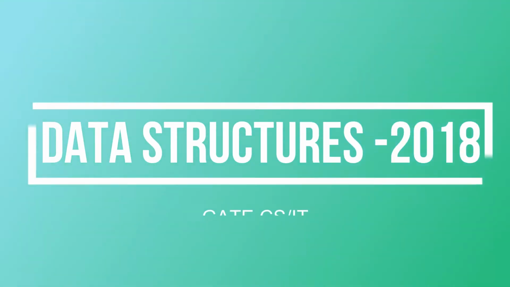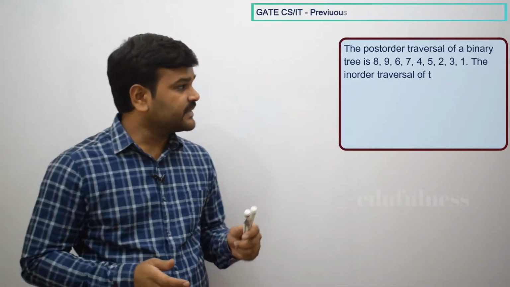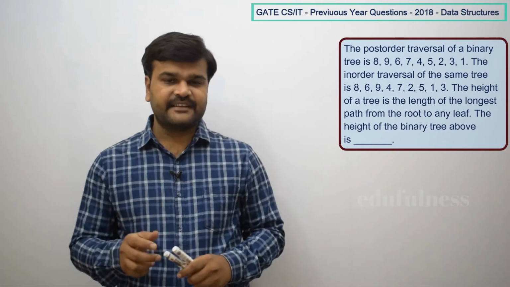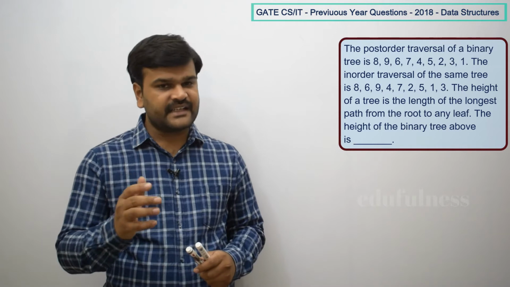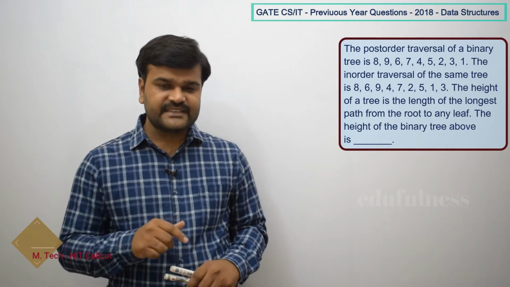Hi. So this is a GATE CSIT question from data structures, which was asked in 2018. This is from the binary tree concept. In this question, the post order and in order are given for a tree. So by using these, we first have to construct the binary tree.